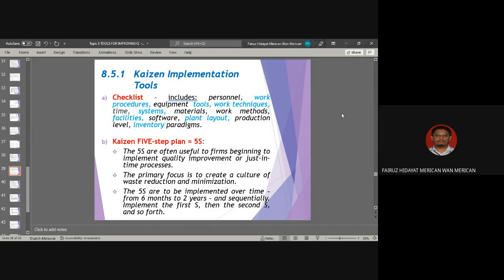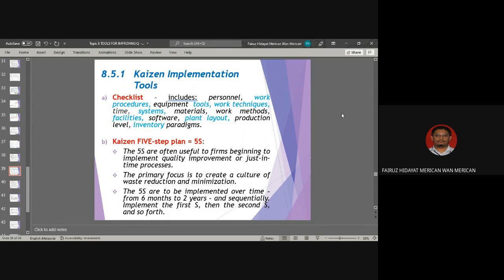And then you have the Kaizen 5-step plan, which I think we all know already, which is the 5S. It's very common anywhere, and still being implemented until now. This 5S is to create that culture of waste reduction and minimization. Part of the process of continuous improvement is to establish this organizational culture of reducing waste, meaning to be more efficient, and also minimization, to try to use as little resource as possible to complete any task. So this is the initial or the main focus of the 5S.